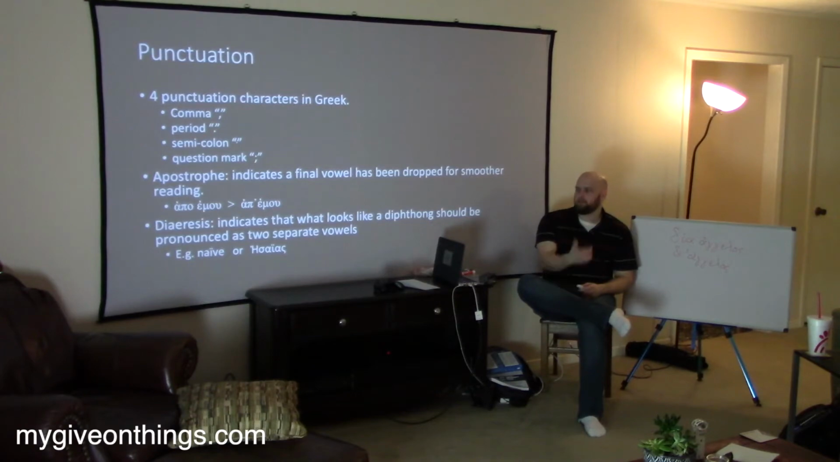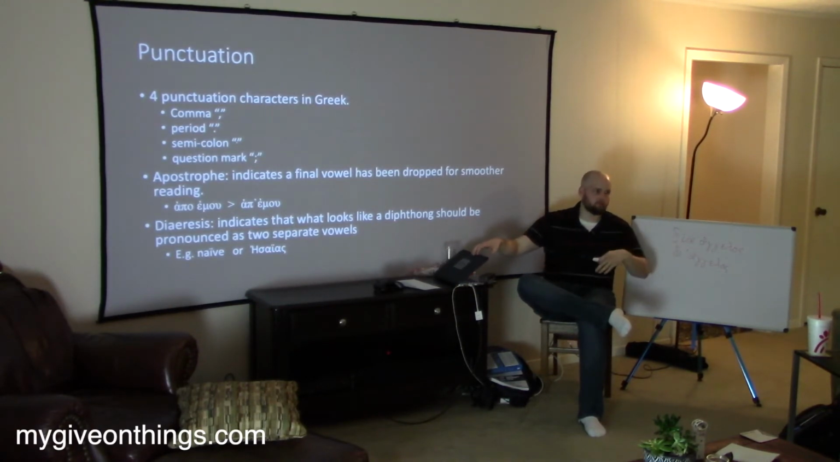And diaresis, we already mentioned. Diaresis indicates that what looks like a diphthong should be pronounced as two separate vowels. Very, very rarely do you see diaresis. Usually it's in names like this one. Azaias. You can guess what Old Testament character this is? Isaiah, right? So they're trying to keep the Hebrew pronunciation a little bit in the Greek. And that's most of the time when you see a diaresis, it's a word from another language that's coming over into Greek, and they're trying to preserve the pronunciation a little bit.